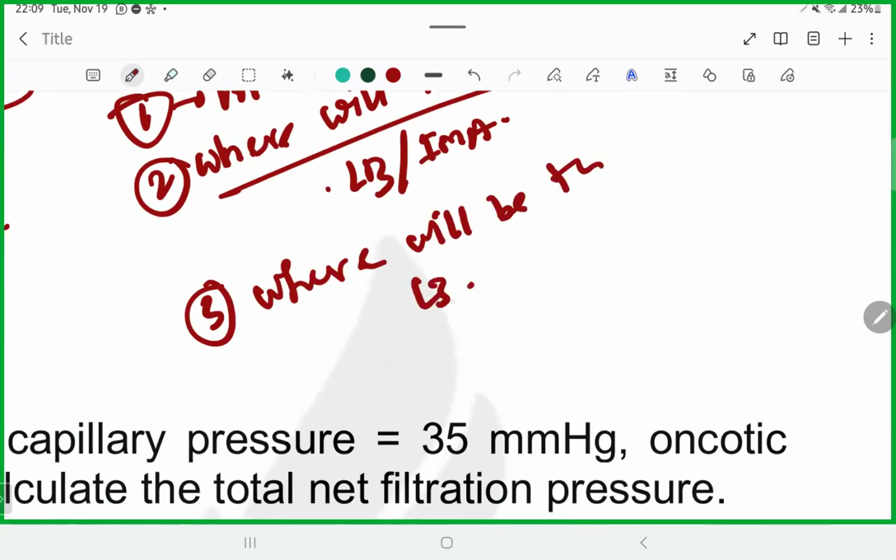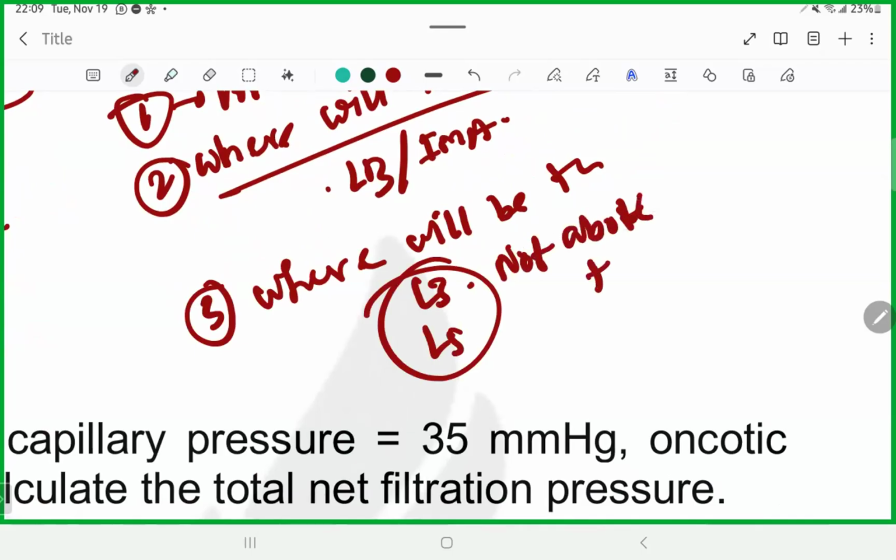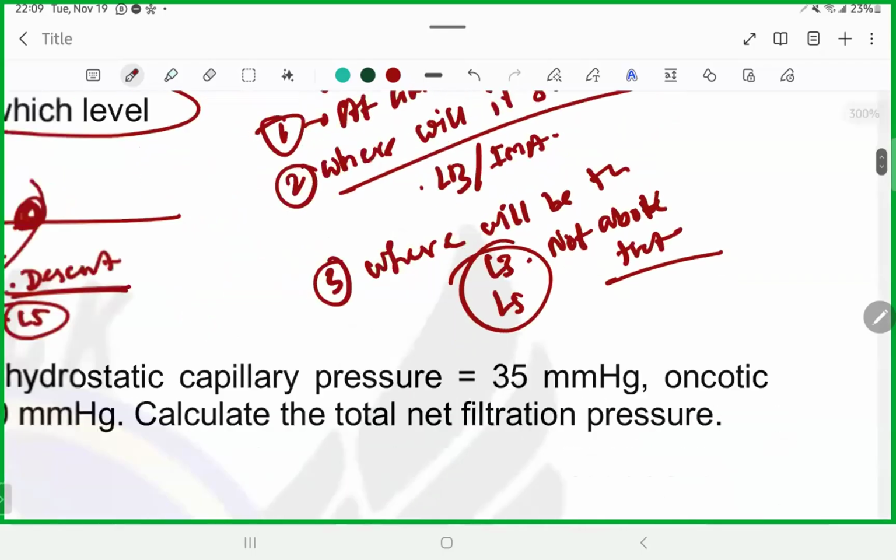Either at L3 or L5, but not above that. Not above that.